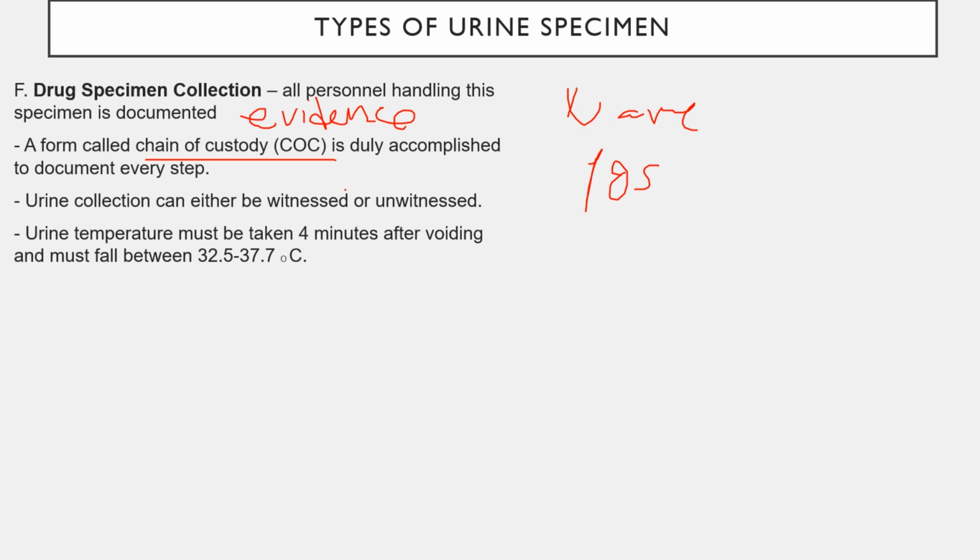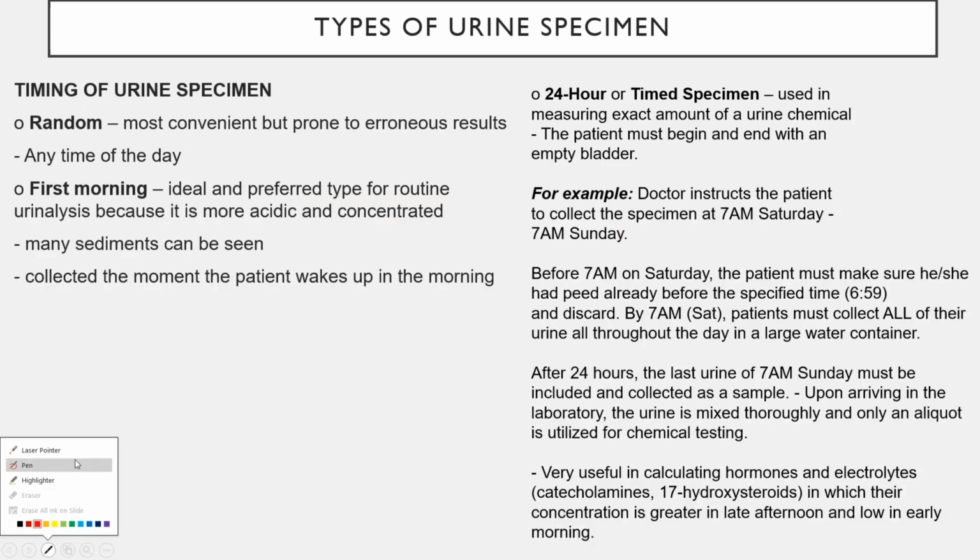Something like that. So the urine collection can either be witnessed or unwitnessed. And urine temperature must be taken 4 minutes after voiding and must fall between 32.5 to 37.7 degrees centigrade. Now let's continue, class, with another type of specimen. This time we will deal with the timing of urine specimen.